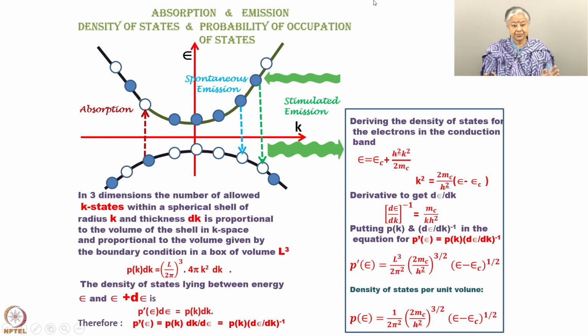That is our final aim. That will be the total number of density of states. So, in order to start off, we start with the number of allowed k states itself, and E is anyway dependent on k, it is proportional to k square. So, in 3 dimensions, the number of allowed k states within a spherical shell of radius k and thickness dk is proportional to the volume of the shell in k space. So, we are just concentrating on the k space before we go on to the energy space.